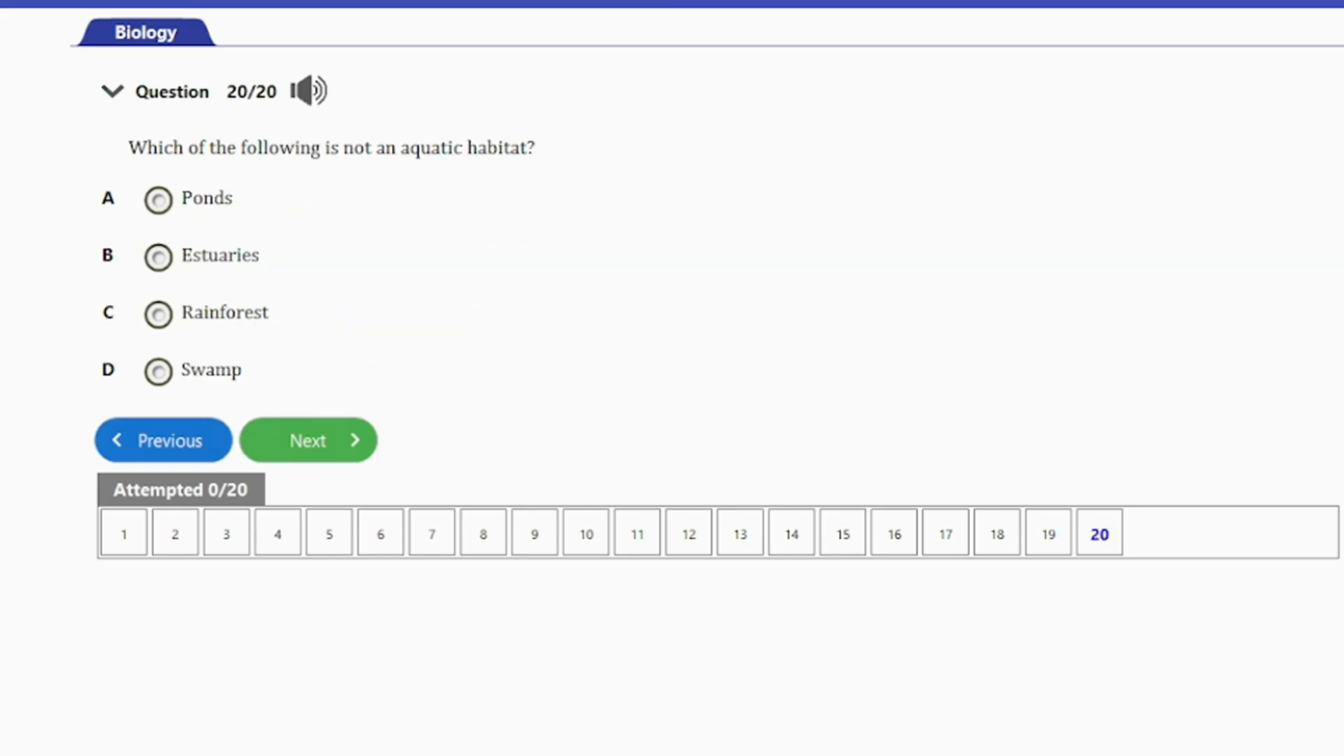So let's consider the next and the last question, guys. Which of the following is not an aquatic habitat? A. Ponds, B. Estuaries, C. Rainforest, D. Swamp. So guys, the answer to this question is option C here, and that's the rainforest.